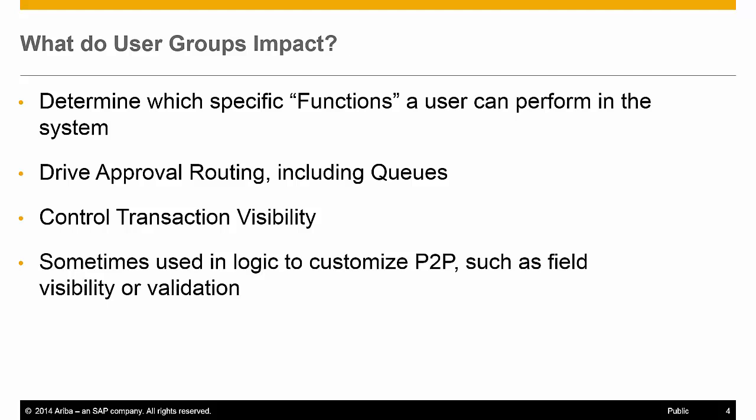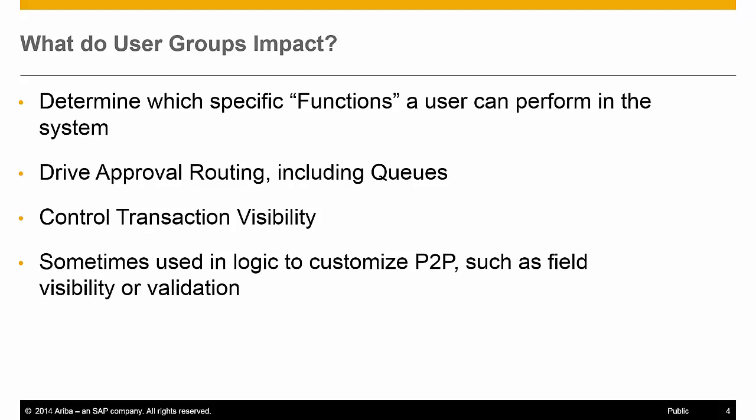When we talk about groups, what are the areas that they impact? And they have a very important function in Ariba. Firstly, groups will determine what specific functions a user can perform in the system. This drives what menu options they will see available to them, as well as what screens they have access to.